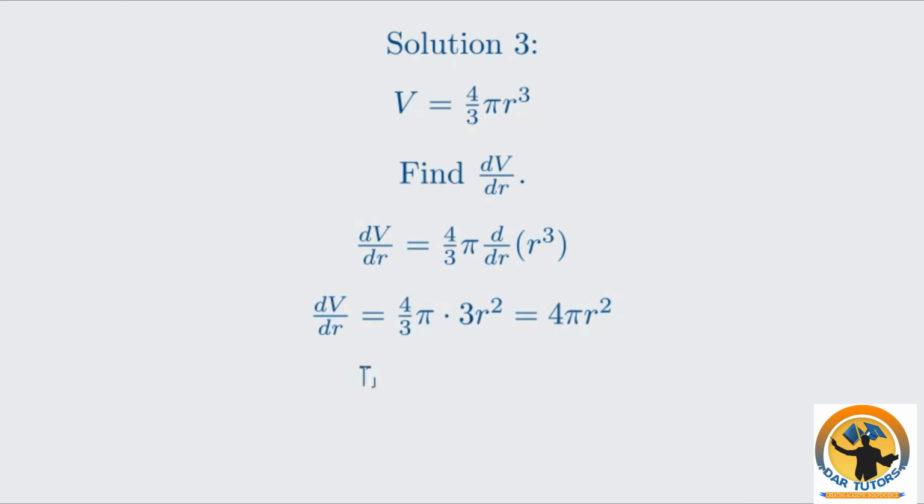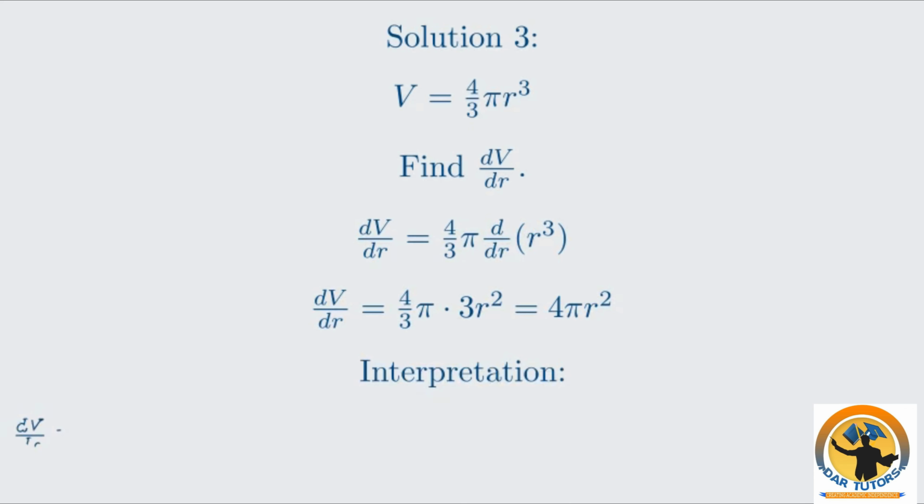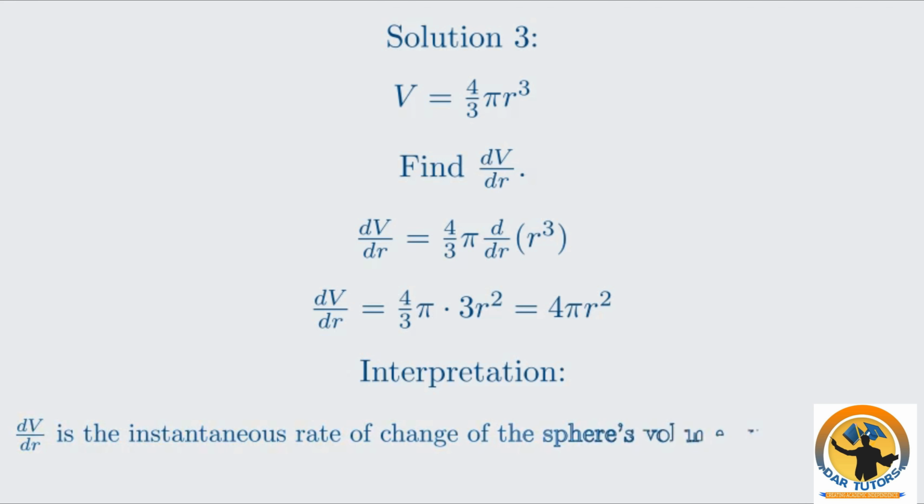r squared. Now for the interpretation. dV/dr represents the instantaneous rate of change of the sphere's volume with respect to its radius. In other words, it tells us how much the volume is increasing for a small increase in the radius. Notice that the formula for dV/dr is the same as the formula for the surface area of a sphere. This is a beautiful connection in calculus.